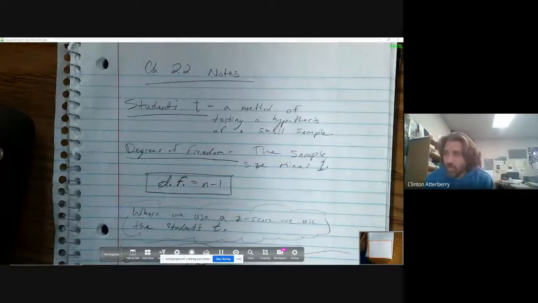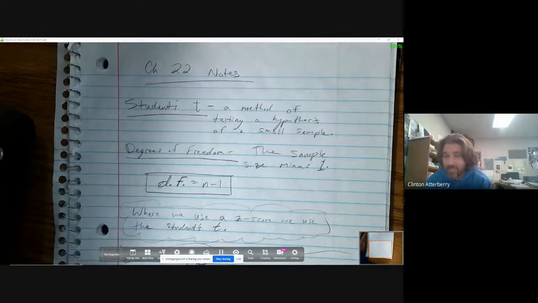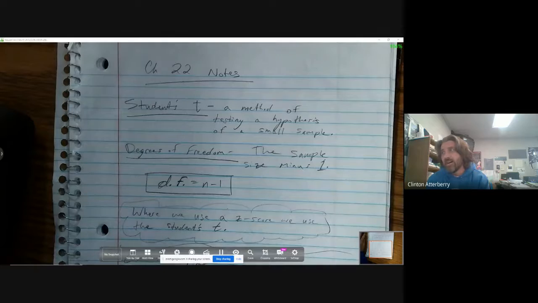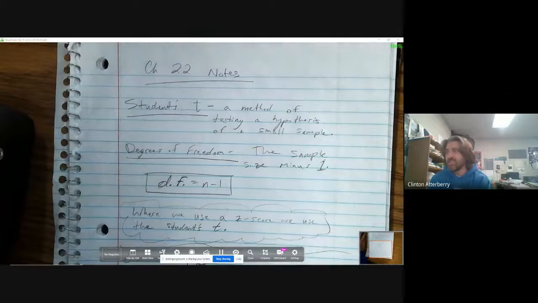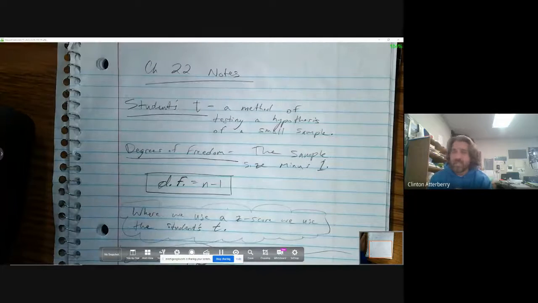All right, good morning. So this is the chapter 22 notes. This chapter is kind of small, kind of light, but it's kind of a weird new thing. Its whole idea is what's called a Student's t, which is kind of like a Z-score, a t-score, okay, and the p-value you get from your t-score. So essentially, it helps find probabilities given small samples.